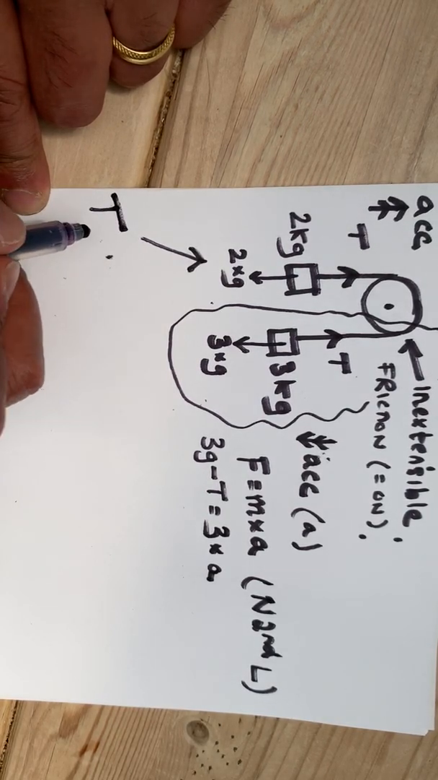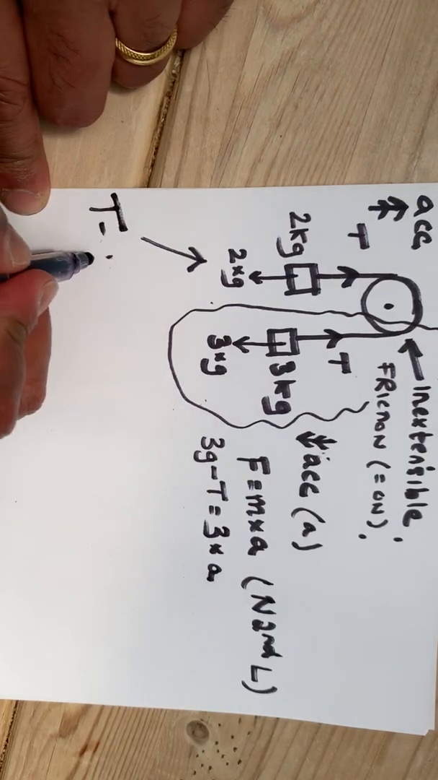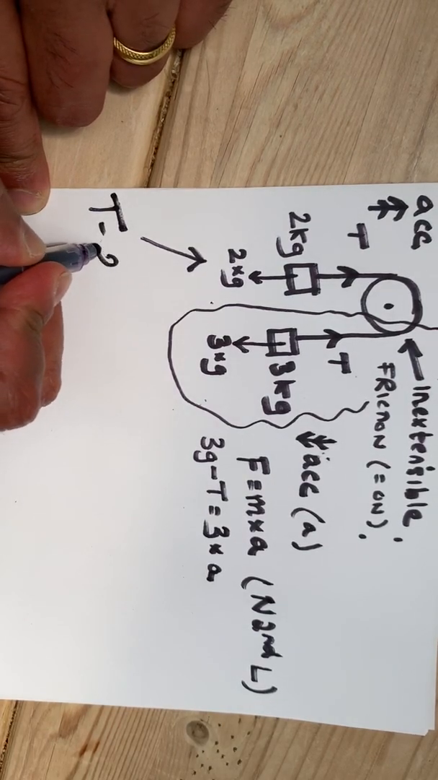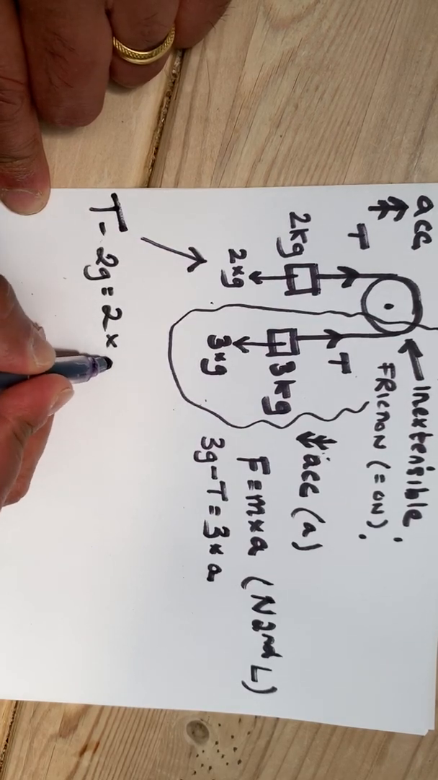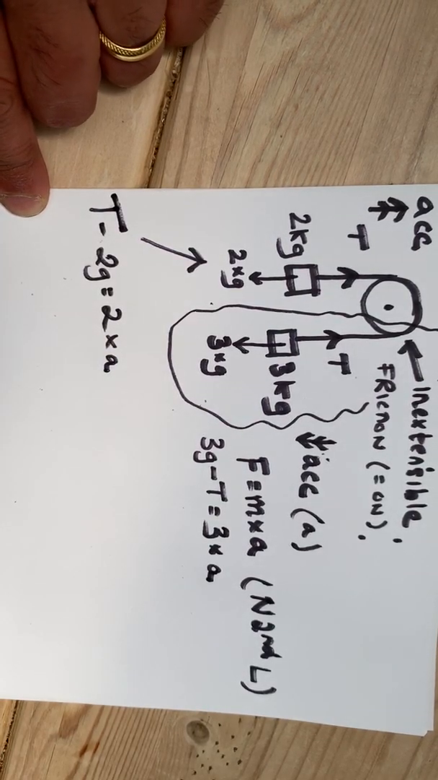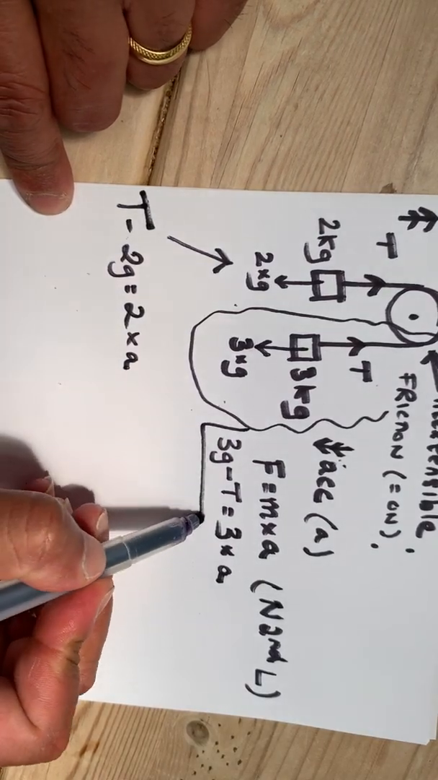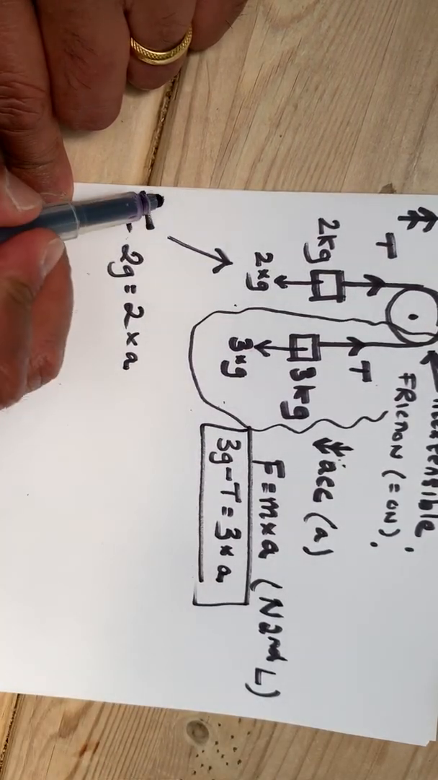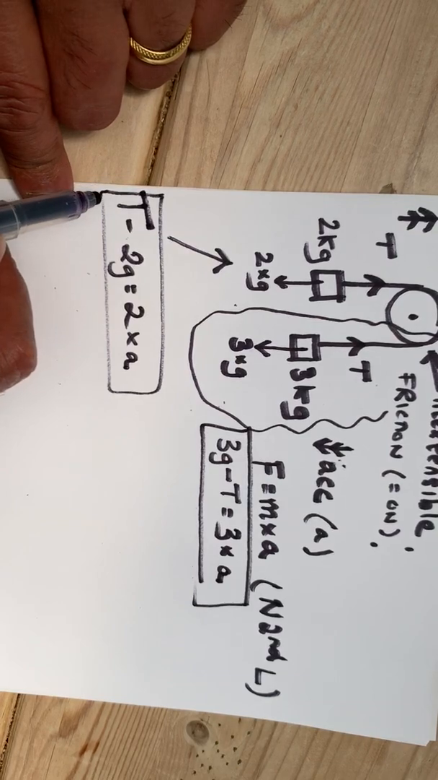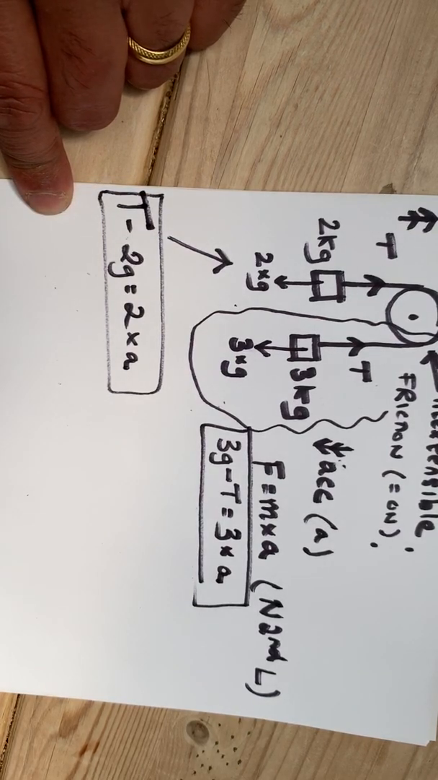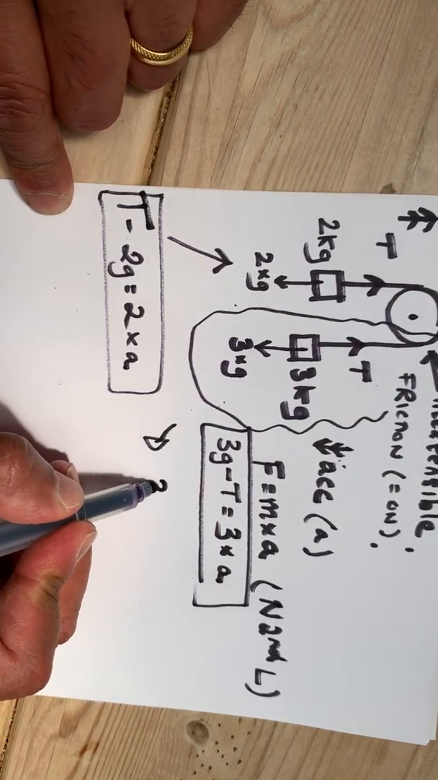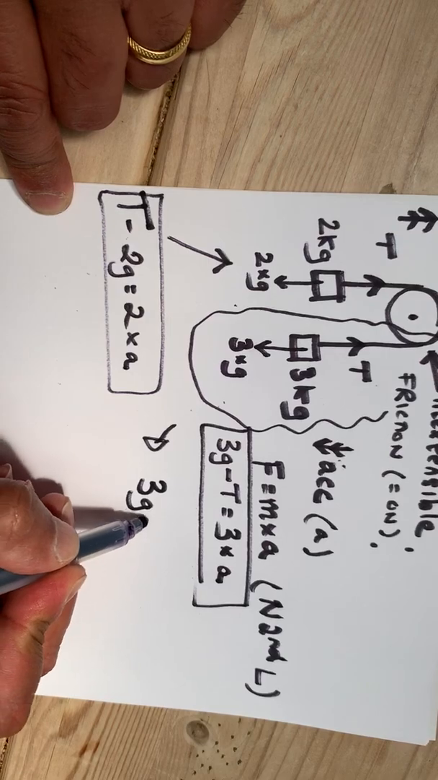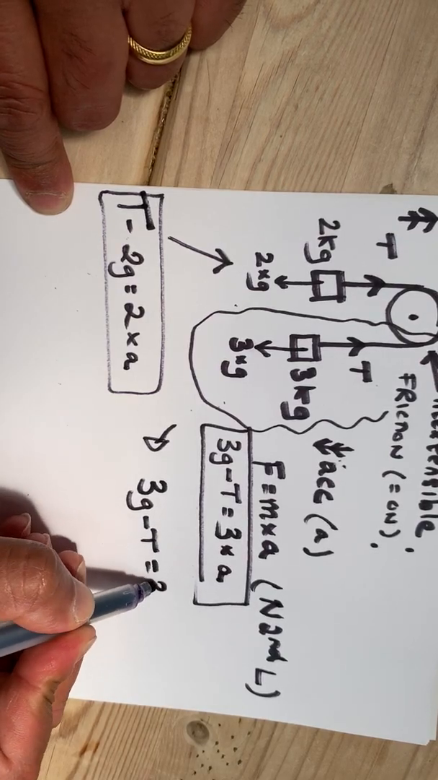The resultant force is T minus 2g, which is equal to your mass again, 2, times by a. Now you've got two equations side by side that you can use to work out a and to work out T. To do that, we can simply put these next to each other: 3g minus T equals 3a.